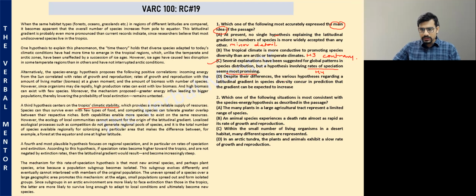Option D, despite the differences, the various hypotheses are similar in the prediction that the gradient can be expected to increase. All four hypotheses predict that the gradient will increase. The difference between the number of species in the Arctics and the tropics is likely to increase. So if there are 10 species in the Arctic, 20 in the tropics, this difference of 10 will increase in the future. An alien idea. We don't get to see this idea anywhere in the passage.